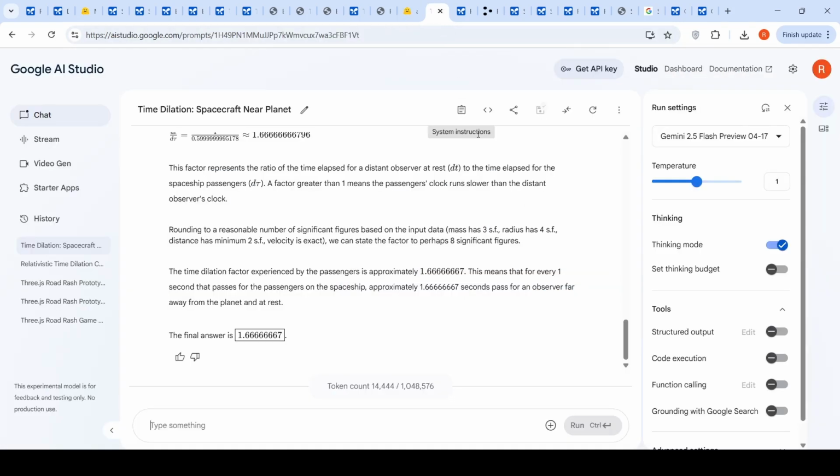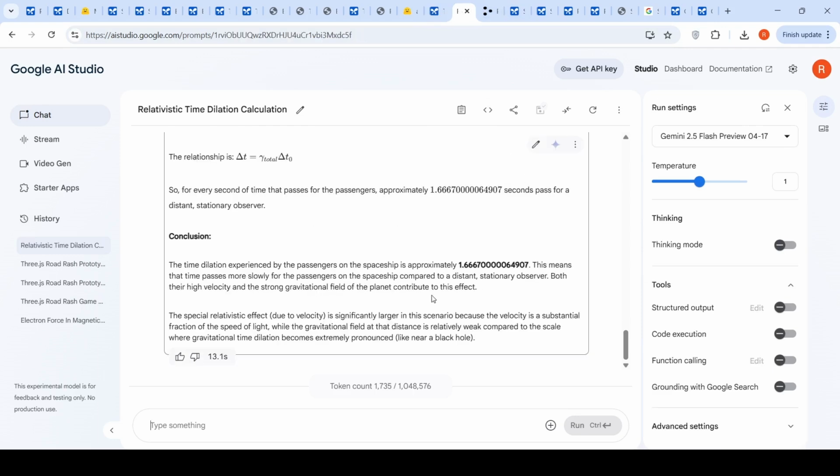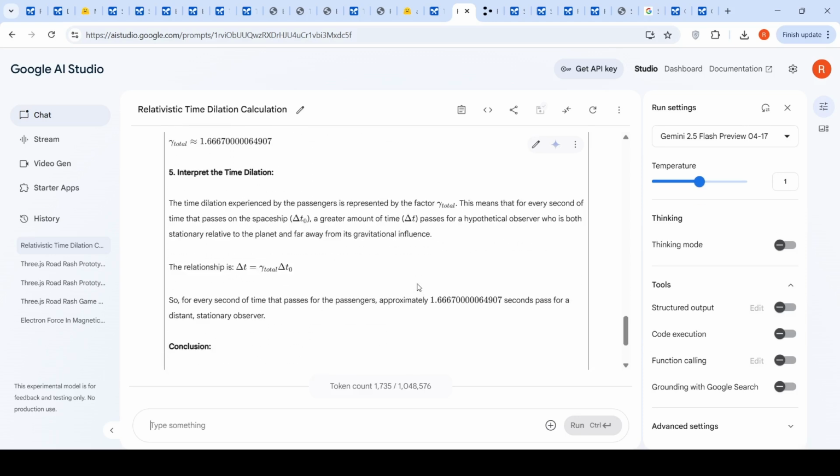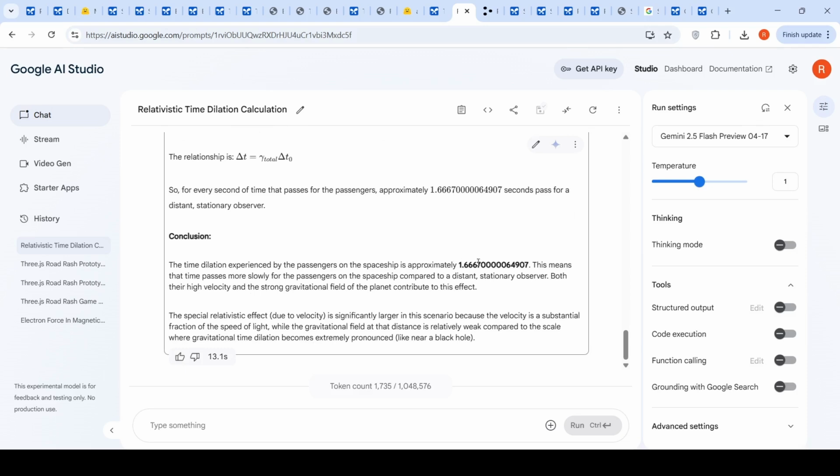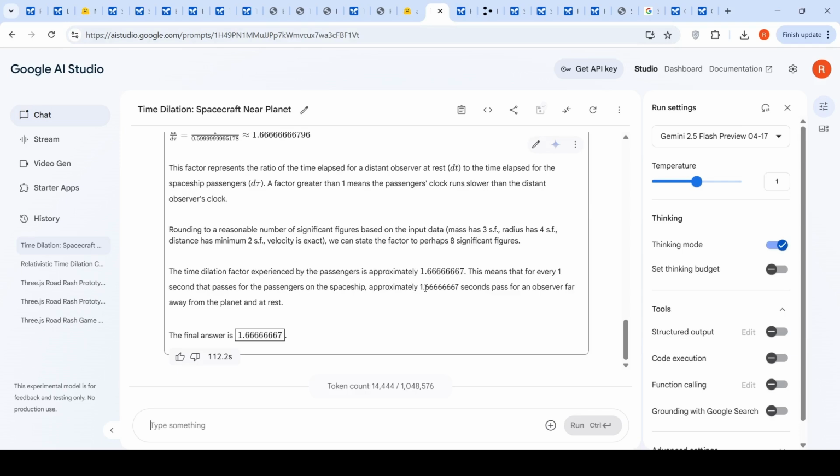So here what I observed is that with thinking and without thinking, both the answers are correct. Thinking doesn't make a difference over here. It has calculated it properly, given all the proper steps, and it is giving the proper value of 1.66. This means that time passes slowly for the passengers on the spaceship. Here also you are getting the same thing, 1.66. That means for every second that passes for passengers, approximately 1.66 seconds pass for an observer far away from the planet at rest. So thinking has not made any difference.